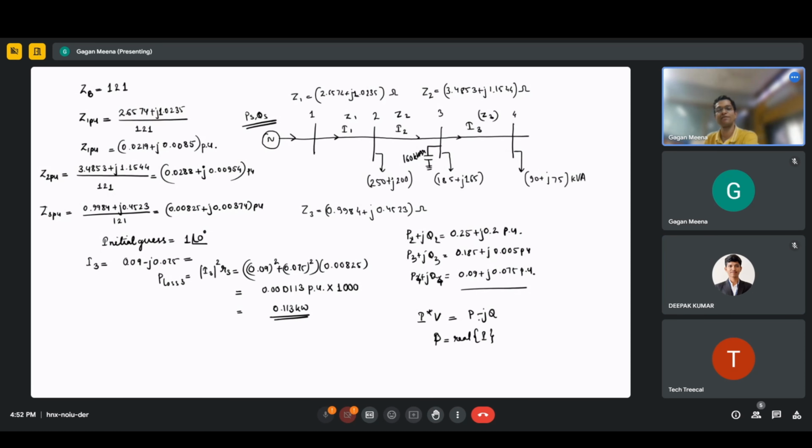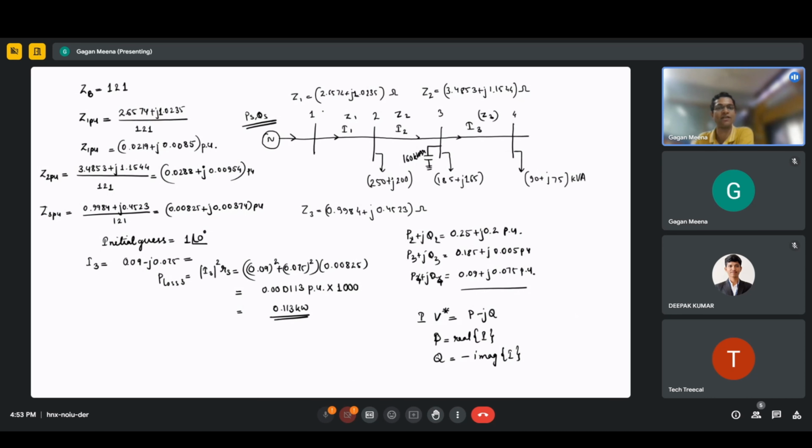Which one? This one? Yes, sir. No, VI conjugate is P plus jQ, but I'm writing I conjugate V. So take the conjugate on both sides. Then it will be IV conjugate. Correct, it will be IV conjugate. Good. And so this will be minus the imaginary part of I.